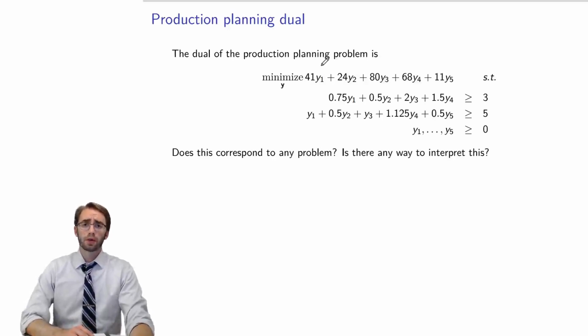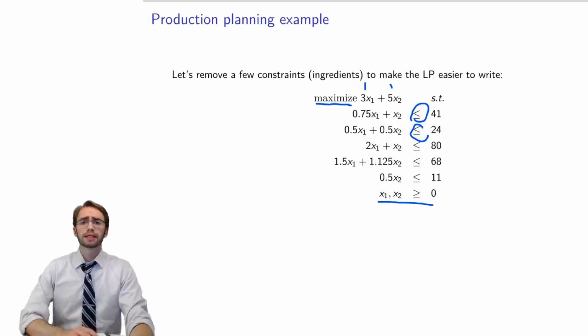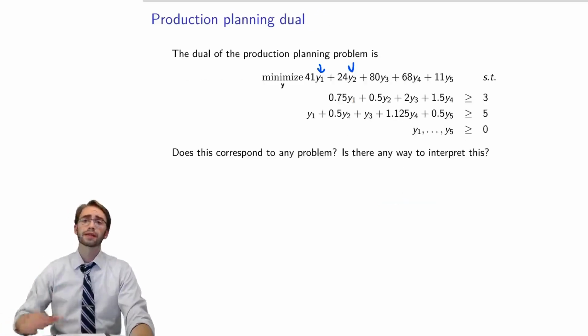The first thing you'd want to look at here is that your variables correspond to the different ingredients that the baker has. Why is this? It's because every constraint in the original problem came from an ingredient, right? It's a limit on how much sugar you have, or how much butter, or how much flour, and so on and so forth.